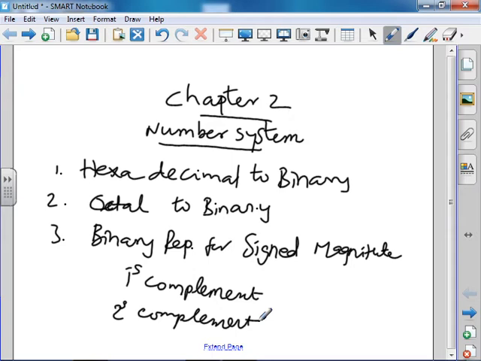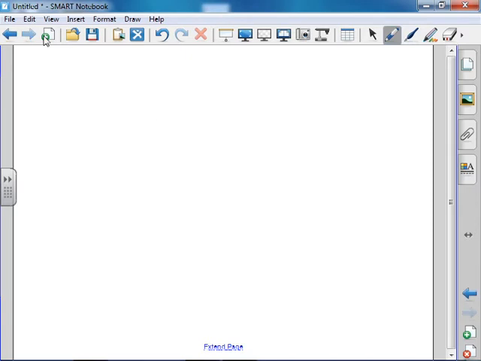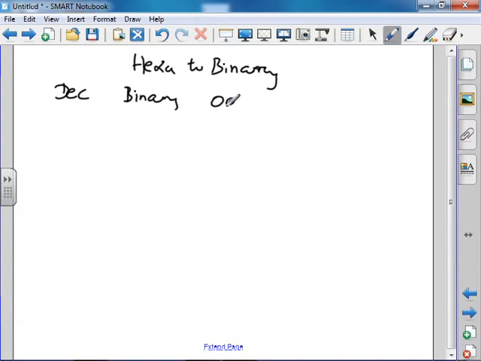So shall we study this hexadecimal to binary conversion now? Before studying this concept, we should know what is a decimal number, what is binary, what are octal numbers, and what is a hexadecimal number. First, this is the decimal number, and its equivalent binary, octal, and hexadecimal.